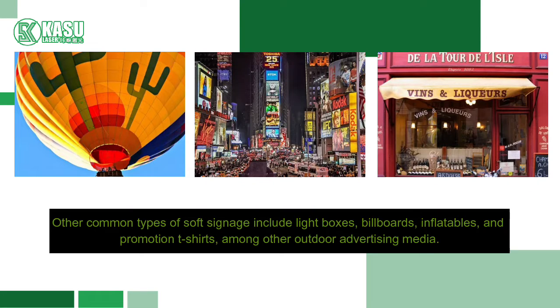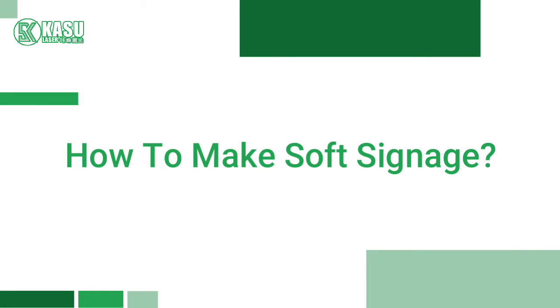Other common types of soft signage include light boxes, billboards, inflatables, and promotion t-shirts, among other outdoor advertising media. How to make soft signage.